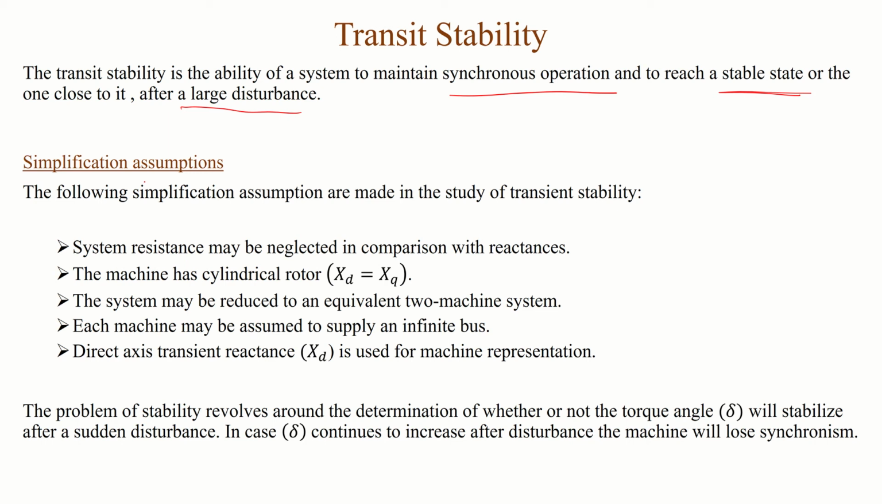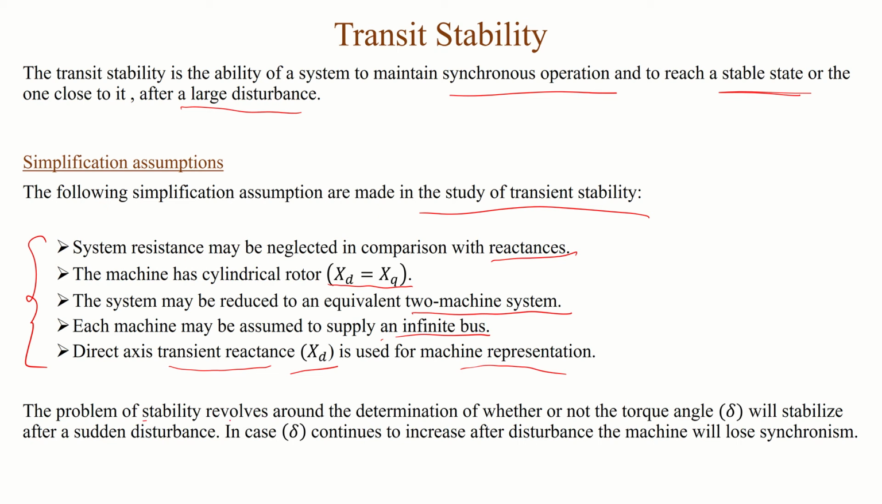So let's see the specification assumptions of the study of transient stability. So we have 5 of these assumptions, which are: system resistance may be neglected in comparison with reactances. The machine has a cylindrical rotor, which is XD equal XQ. The system may be reduced to an equivalent one-machine system. Each machine may be assumed to supply an infinite bus. Direct axis transient reactance X'd is used for machine representation.